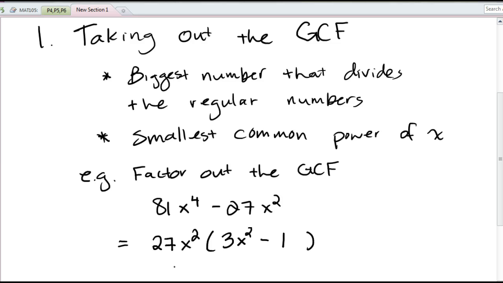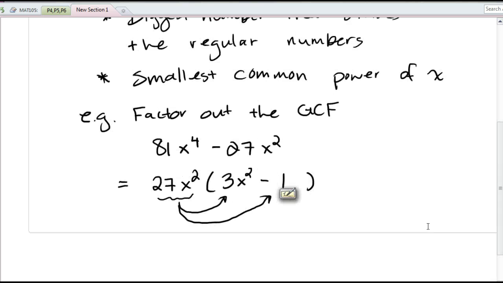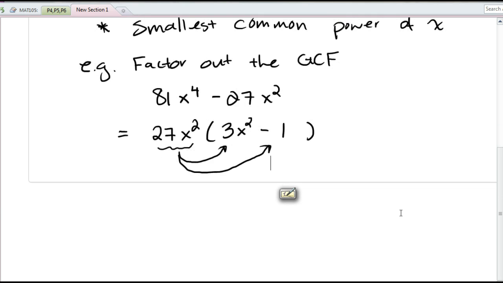Notice the way you always check it is to take the number on the outside and multiply it back through using the distributive law and make sure you get what we had to start with up here, which in this case we clearly will. We'll get more practice with these as we go through the learning guide. I just wanted to show you one basic example.